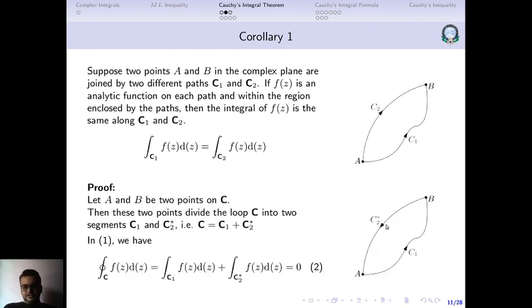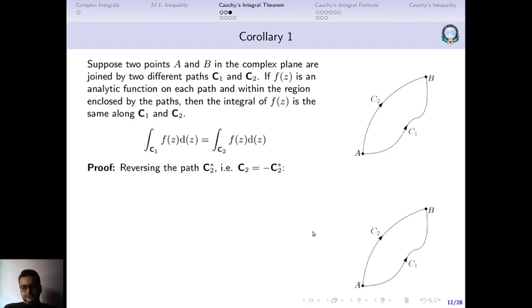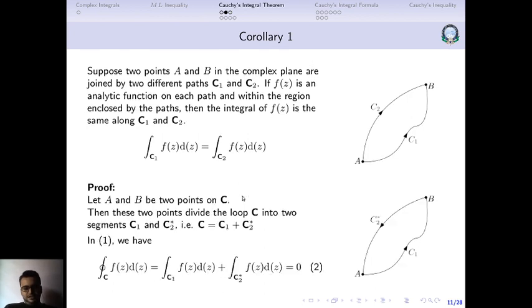So what we do is we reverse the path C2 star and make it C2, pointing in the other direction. Here C2 star is pointing from B to A. Now we'll make it point from A to B, because we have reversed the path. So C2 is equal to minus C2 star. By the path reversal property, we know that the integral over C2 star is equal to the negative of the integral over C2. So now we use this equation number 3 in equation number 2. So this is nothing but minus the integral over C2.